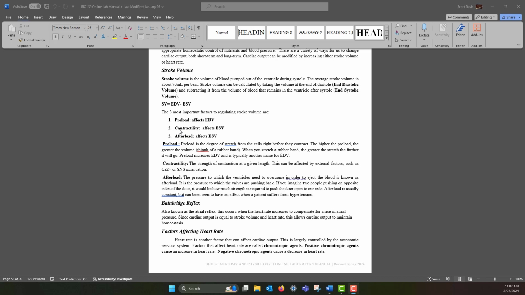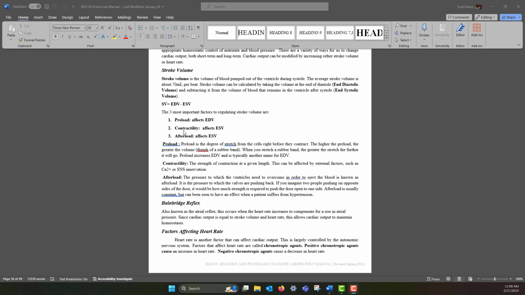So if we have two cardiac muscle cells and they have the same degree of stretch, maybe they will contract with the same strength, or maybe one of them will contract a little bit harder. Why would one contract harder if they have the same degree of stretch? Well, things like calcium levels, things like sympathetic nervous system stimulation. Those kinds of things can increase how hard a cardiac muscle cell contracts.